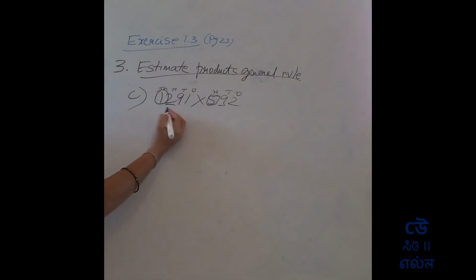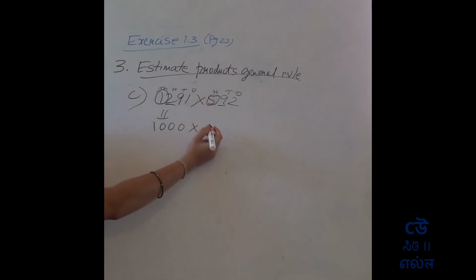Okay, next 2 is less than 5, so 1 remains as it is. Next 9 is greater than 5, so 5 is increased by 1 number, that is 6. So 1 6s is 6. So 1 2 3 4 5 zeros you have. 5 zeros you'll write. Okay.